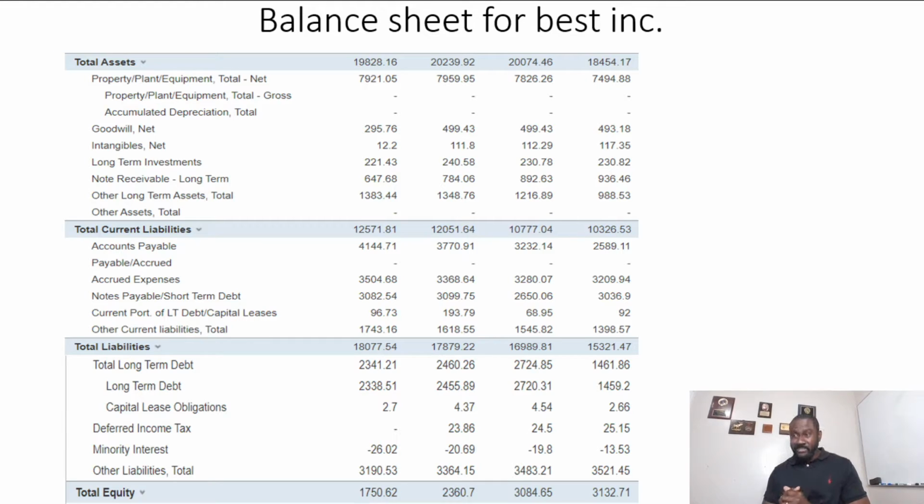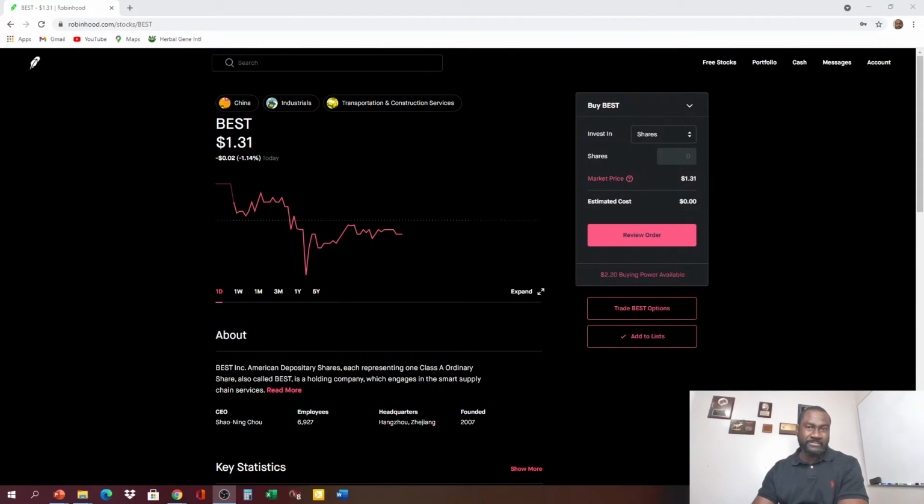So this company, if we look at it, that's Best Inc., right? It's a Chinese company. It might be a new company. Let's go and look at Robinhood, so we can see what information we can find out. So this company is not too new because it was founded in 2007, and it did have 6,900 employees. It's a small company, but it's got a good size.